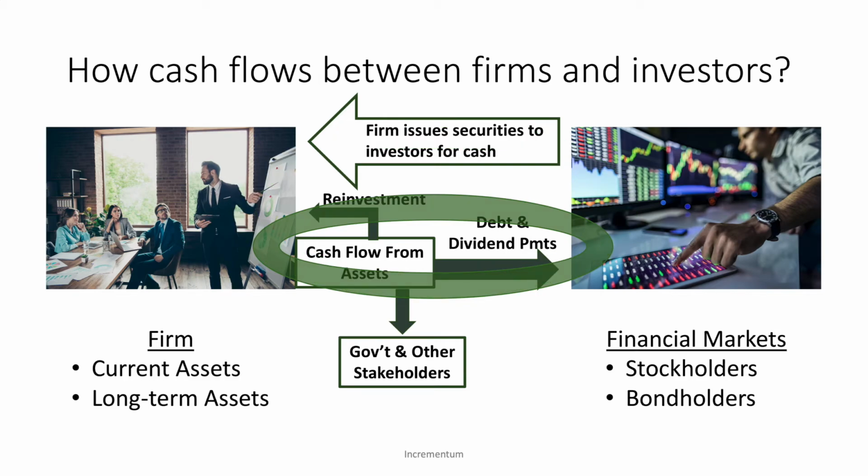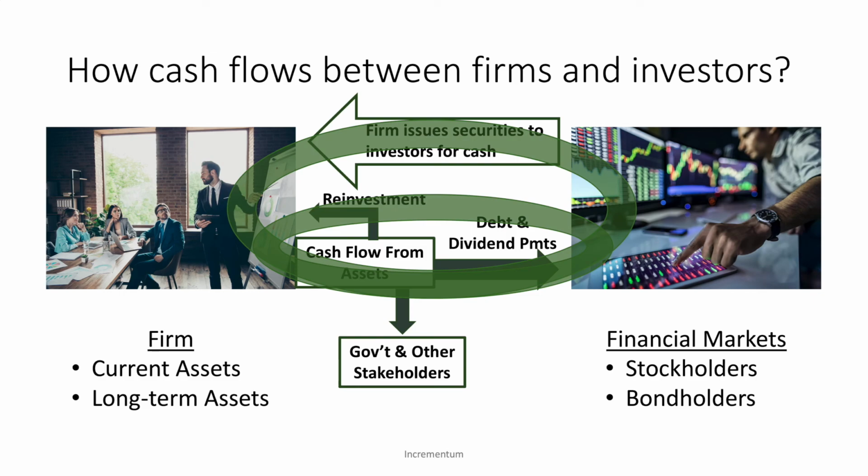The firm continues to operate, more cash flow from assets, pays the government and other stakeholders, makes debt payments, possibly some dividend payments, reinvests the rest, continues to operate, more cash flow from assets, and so on. So in most years, the firm will be operating in this smaller cycle, but every now and then, when they have an opportunity where they need to raise a large amount of cash, they will be in this larger cycle where they go back to the financial markets and issue more financial securities for cash. So this is how cash flows from financial markets to firms, and then back from firms to those financial markets, to those investors, those stockholders and bondholders.